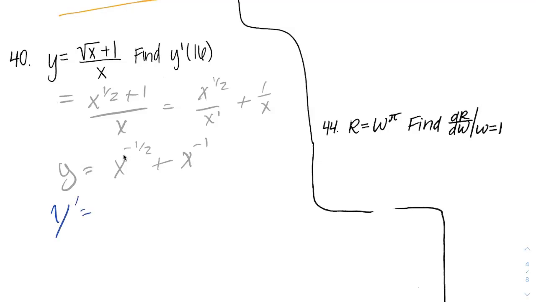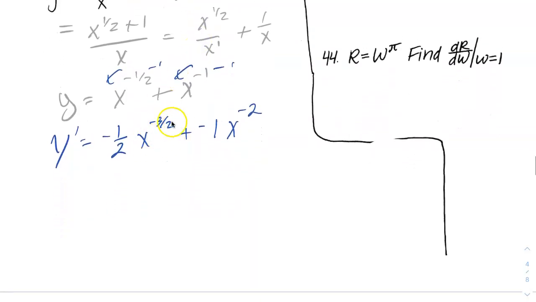So y prime equals, bring this down, subtract 1 off: negative 1/2 x to the negative 3/2, because common denominator. Bring it down, subtract 1 off, plus, actually it should be minus, but whatever, right here: negative 1 x to the negative 2. So we have that. That's our derivative. But now we want to plug in 16. When you want to plug stuff in, it's a lot easier if you rewrite it nicer. So let's rewrite it: negative 1/2 times 1 over x to the 3/2 plus negative 1 over x squared. I meant to put minus there, but I already put the plus. I just went with it. So now I can plug in 16.